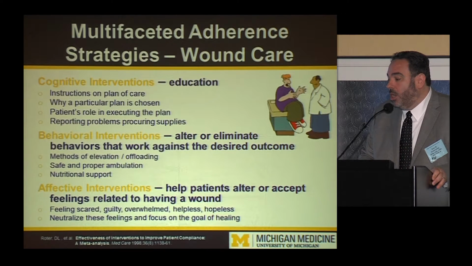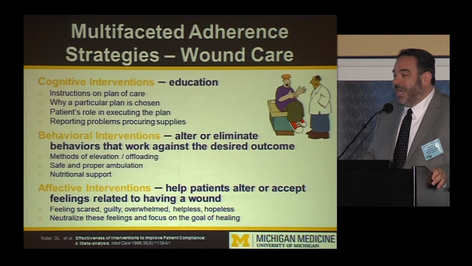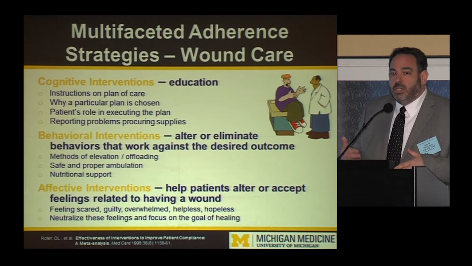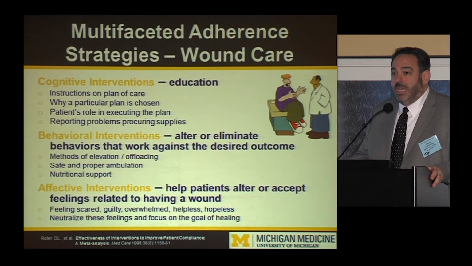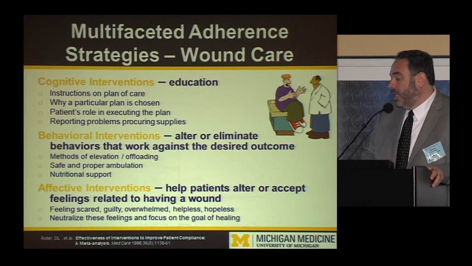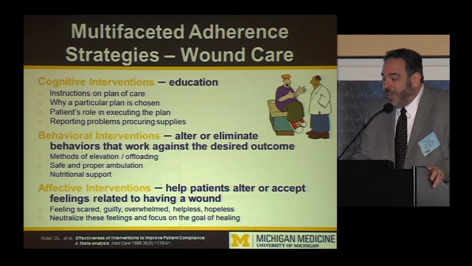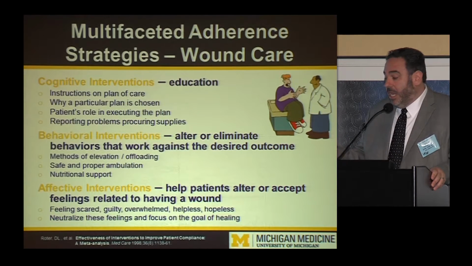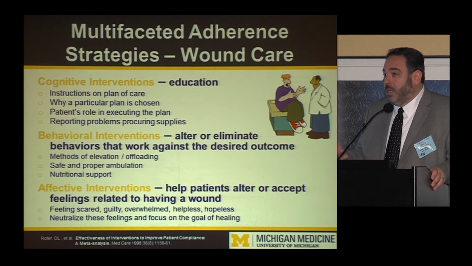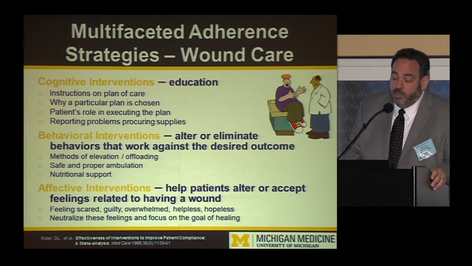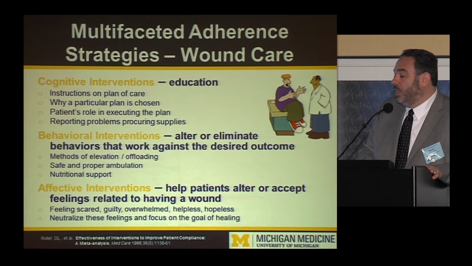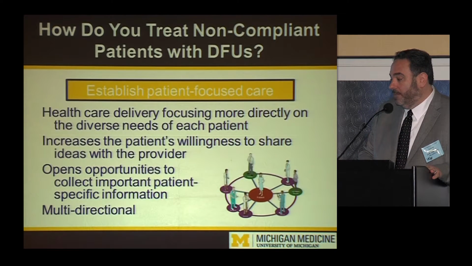Behavioral interventions alter or eliminate behaviors that work against the desired outcome. So again, understanding about nutrition, the low-hanging fruits and things like that, that we can intervene to help influence adherence. And then finally, affective interventions, which help the patient alter or accept feelings related to having a wound. So the fear and the helplessness and the burden that they experience, all of these ways that we can help improve adherence would be focused on these 3 different ways to intervene with the patient.